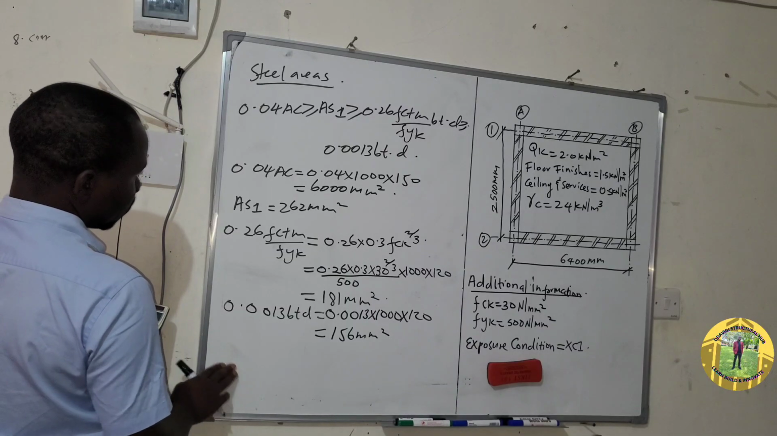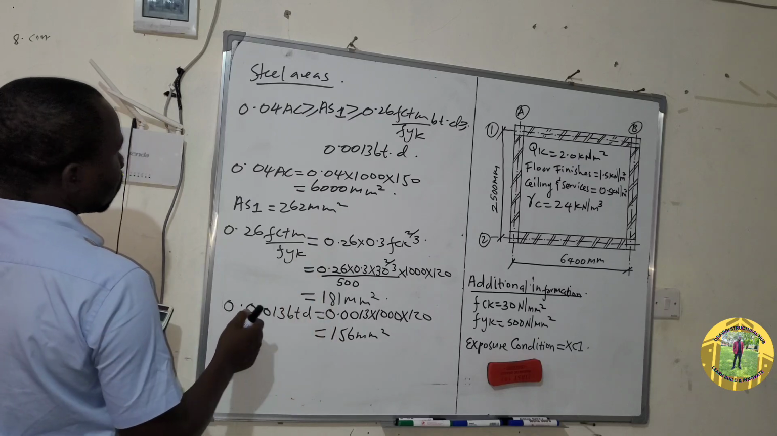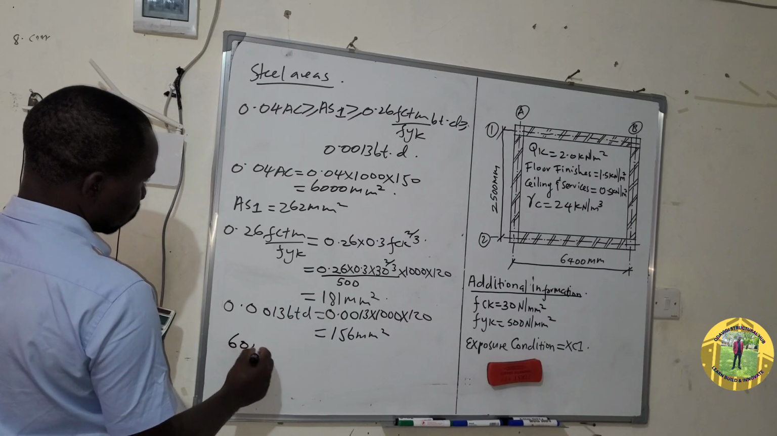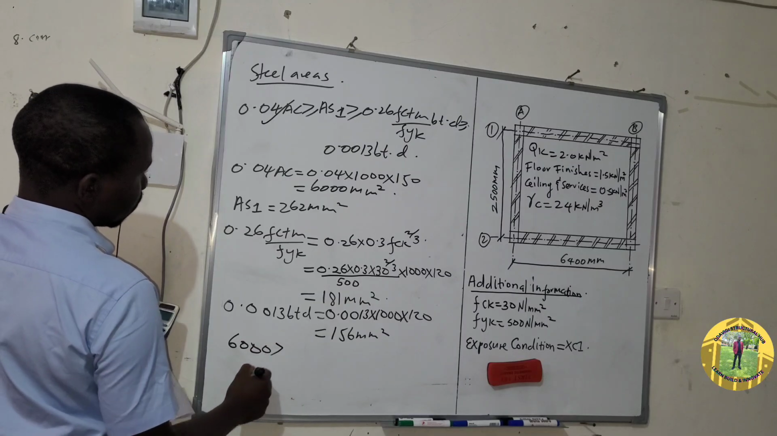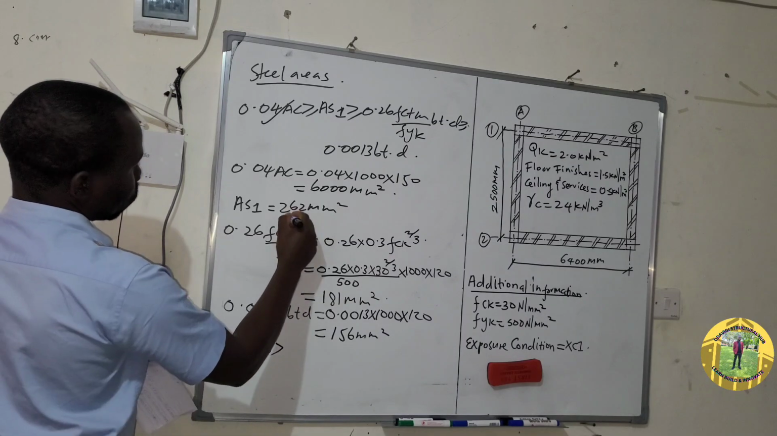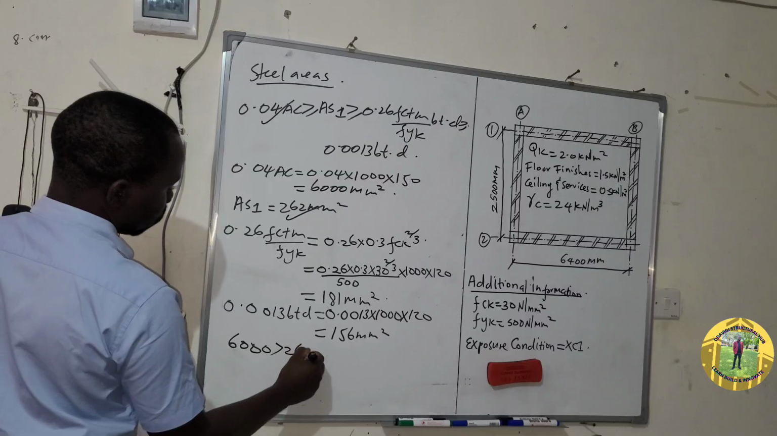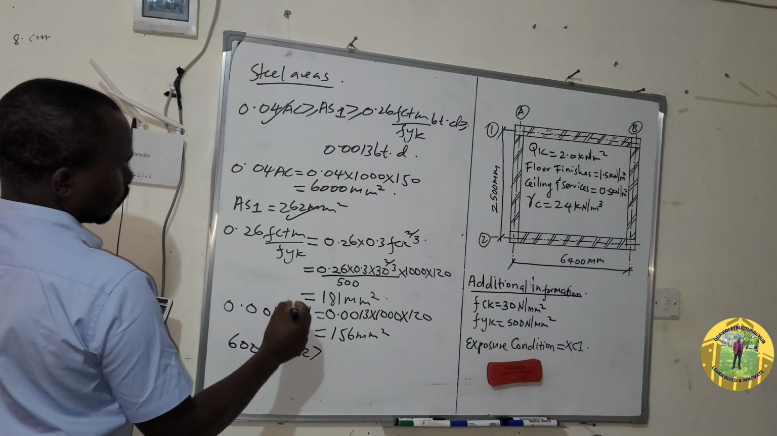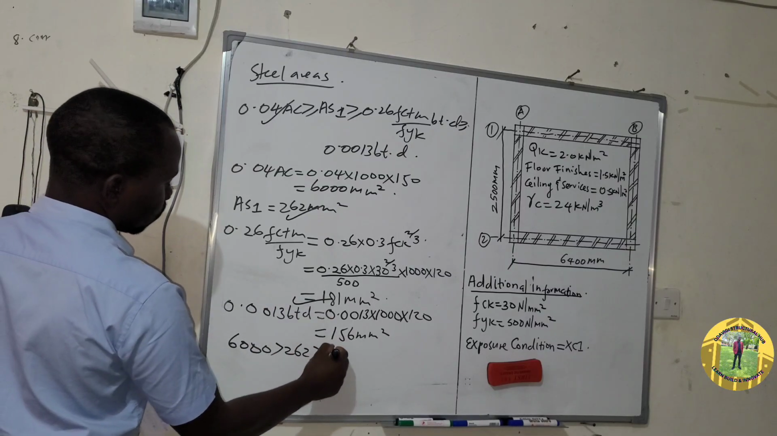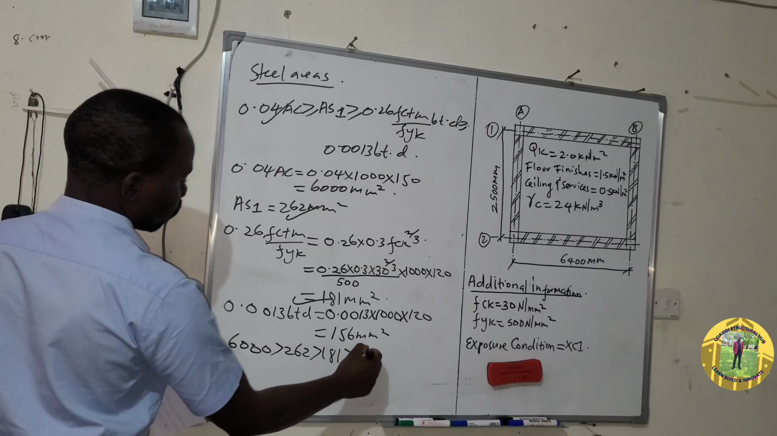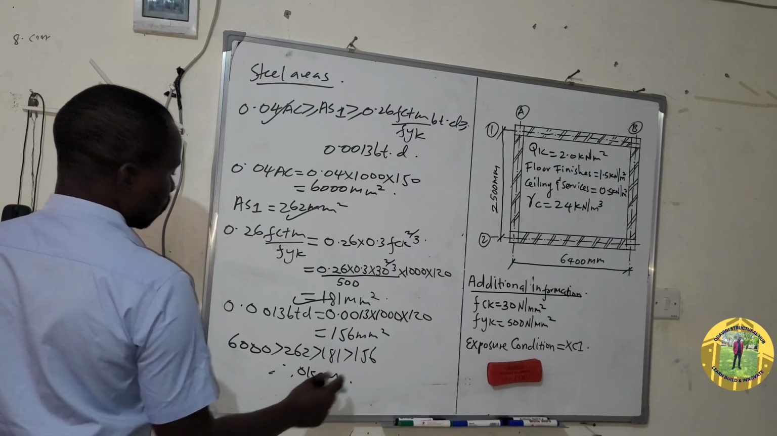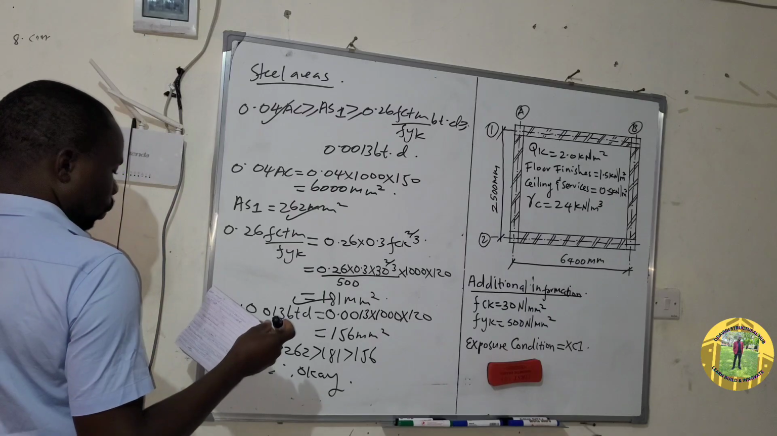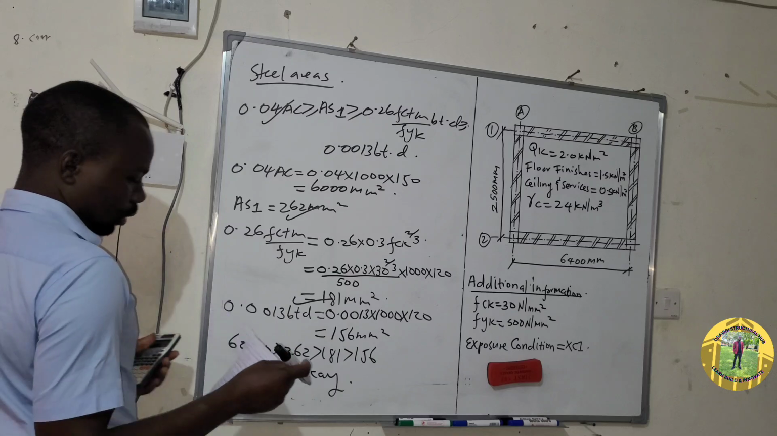Therefore, we can just write the values. So 600, which is this one, 6,000 is greater than this one, 262, which is greater than 181, which is greater than 156. Therefore, okay. We proceed to secondary reinforcements.